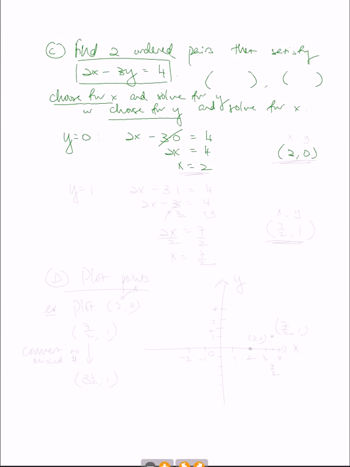2, 0 is one pair. Again, first location is for x, second location is for y. That's why we name it as 2, 0. So that's only one pair. We asked for 2 pairs. So now you pick again.